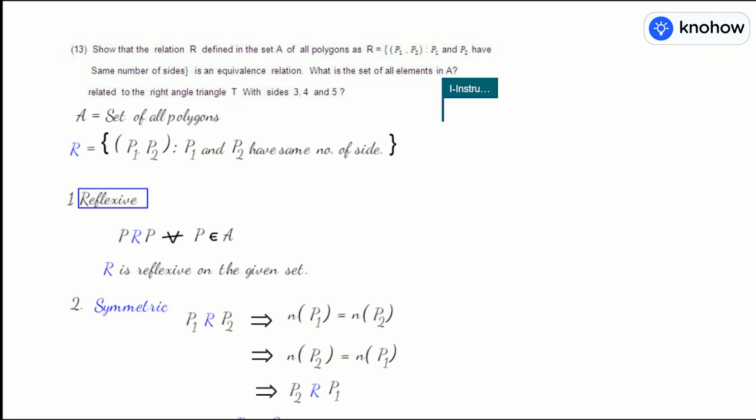Now please remember, the relationship depends only on the number of sides. So whether it is a right triangle with 3, 4, 5 or any triangle, what kind of polygon is it? It is a polygon of how many sides? 3 sides. So what are all the polygons having 3 sides? We call them triangles. So what is the required set? The required set, which has the same number of sides as the right triangle of sides 3, 4, 5, is nothing but the set of all triangles.